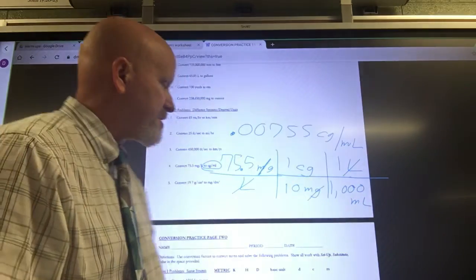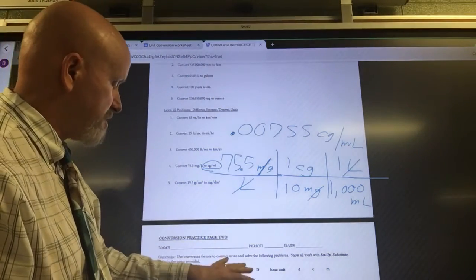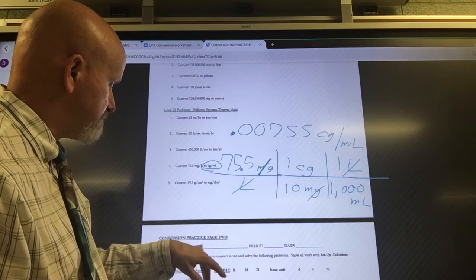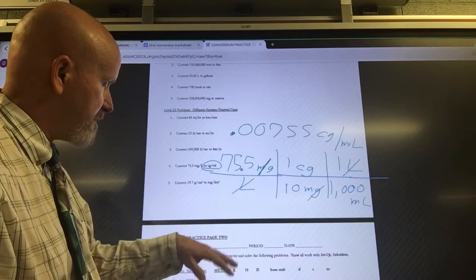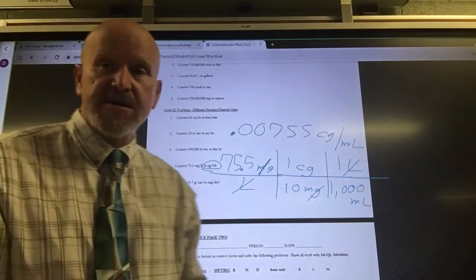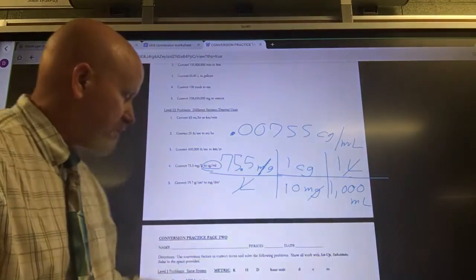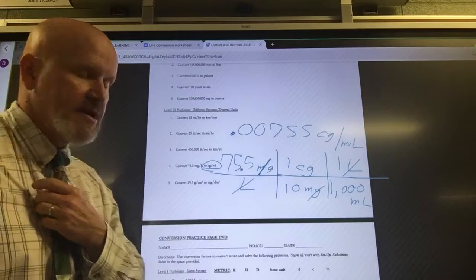Okay, so here's what I want you to do. We've got this worksheet right here, and I want you to just work on the first page of that. Then in class tomorrow, we'll be working on the second page of this when you've got some more time.